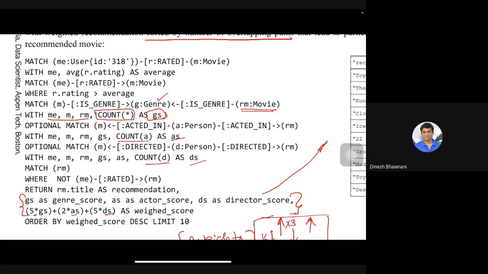Okay. A person can be acted in movies and also acted in recommended movies. So that is why there is an optional match. Again, here also a person can be directed in recommended movies also, but in the larger set of movies also. Okay.